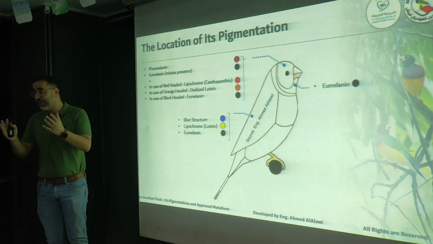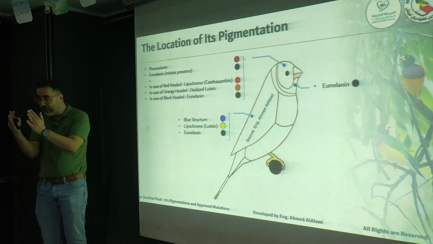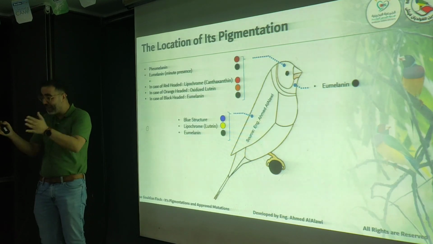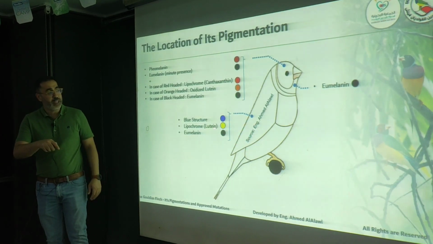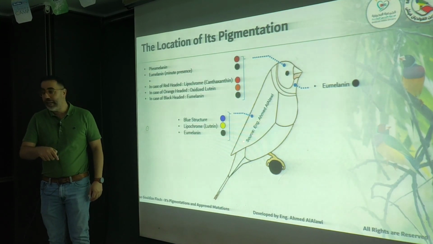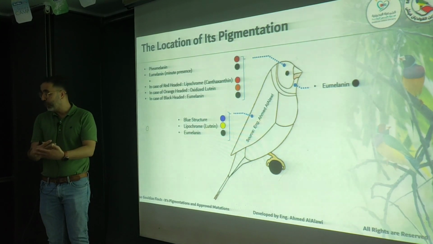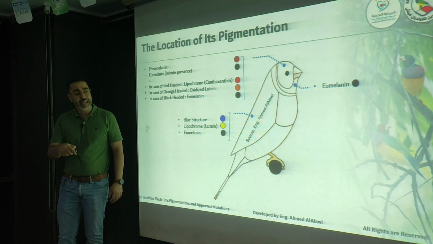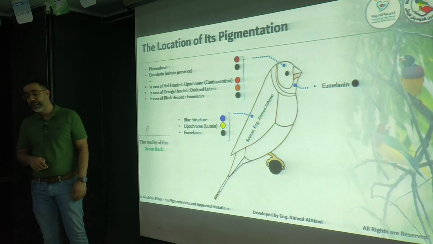Yellow. Lutein-ino, lutino. For those who breed society finches, creamino. So lutino means yellow. The back is all yellow, mixed up with blue, right? And then you have some black eumelanin there.